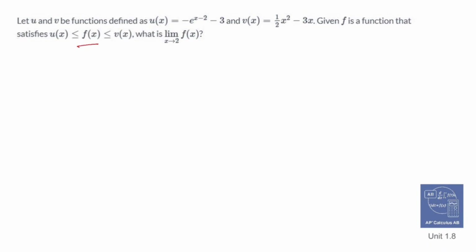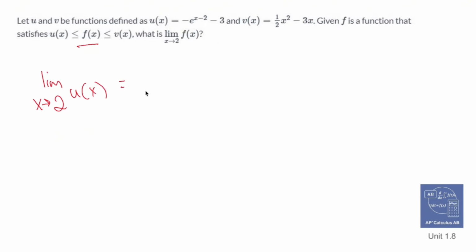And basically what the squeeze theorem says is if you have the limits of these two outer guys right here, then this guy's got to be in between the limit of that and the limit of that, given a specific limit. Well, we are given a limit as x approaches 2. So this is what I want to do. I want to find the limit as x approaches 2 of u of x. And when I do that, this is algebraic.